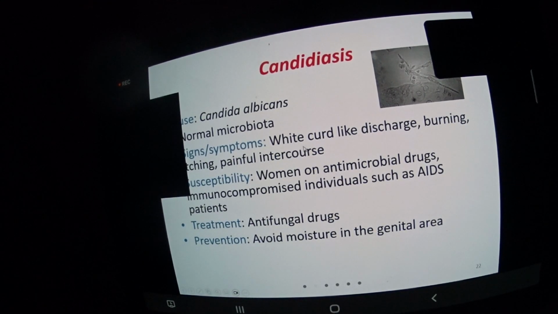For whatever reason, in the vaginal tract it becomes predominant, starts growing and increasing in number, overtaking any other normal flora. This causes a white curd-like discharge, again severe burning in the area, burning during urination, the sensation that you want to urinate constantly, painful intercourse, and so on and so forth.